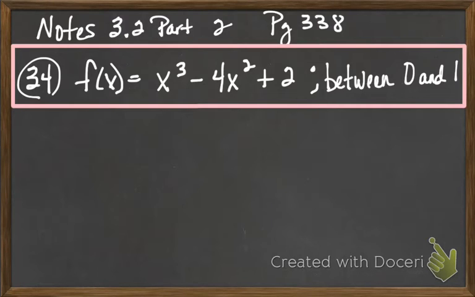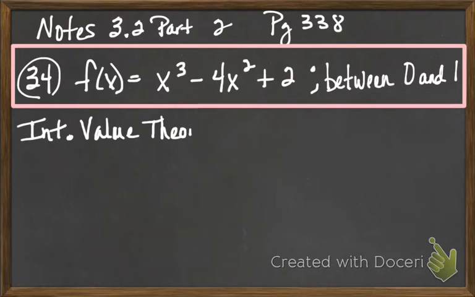Use the intermediate value theorem to show that each polynomial has a real zero between the given integers. Okay, so you might want to write, let's write intermediate value theorem. We can just abbreviate it here. Intermediate value theorem. So that's what your directions are going to ask you to use.